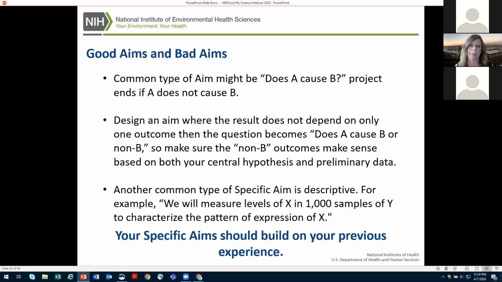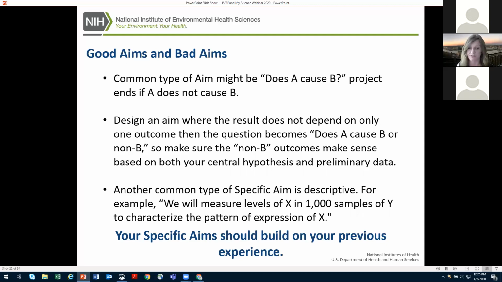Another common type of specific aim is one that is way too descriptive. You may be able to do this in an R03 and say, we will measure levels of this chemical in 1,000 samples in Y population to characterize the pattern of expression of X. That itself would not be seen as very innovative and potentially too descriptive, so that the enthusiasm wouldn't be there.